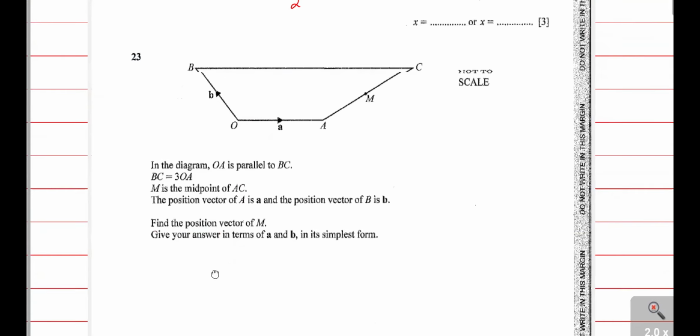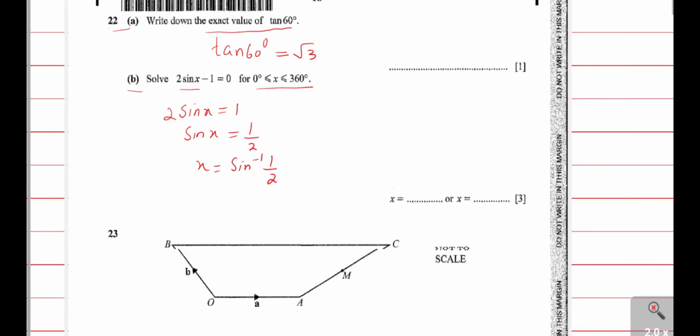We can write 2 sin x equal to 1, sin x equal to 1 over 2, and x equal to sine inverse 1 over 2. For the acute angle value, let alpha be the acute angle, then alpha equals sine inverse 1 over 2, and sine inverse 1 over 2 is 30 degrees. And here the value of sine is positive.